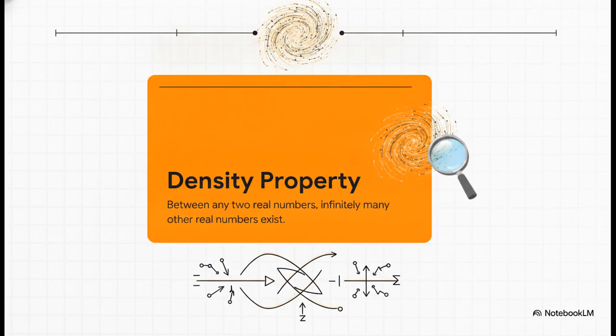You have 2.1, 2.2, 2.2567, and you can just keep zooming in forever. Between any two fractions, there are infinitely many more fractions. That, my friends, is the density property in action.